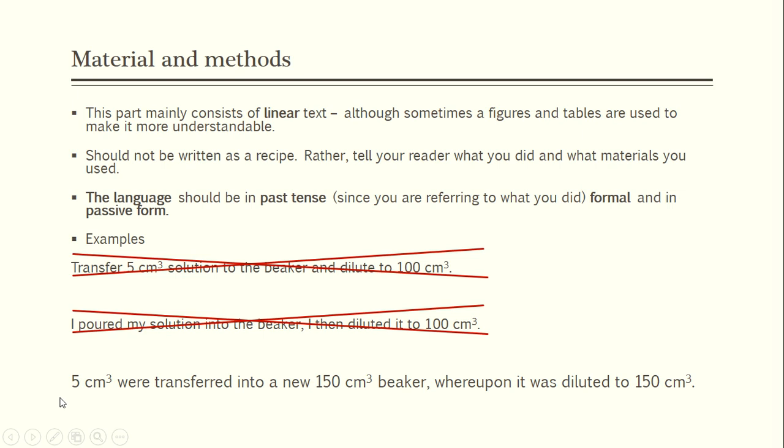And here we have something that should be better. 5 cubic centimeters were transferred into a new 150 cubic centimeter beaker, whereupon it was diluted to 150 cubic centimeters. So let's see. 5 cubic centimeters were transferred. It wasn't something that you did actively. They were passively transferred into a new beaker, whereupon they were diluted to this volume. So it's passive. It's written in past tense. They were transferred, and it was diluted, so writing in past tense. And it's formal here. So try to strive to write like this.